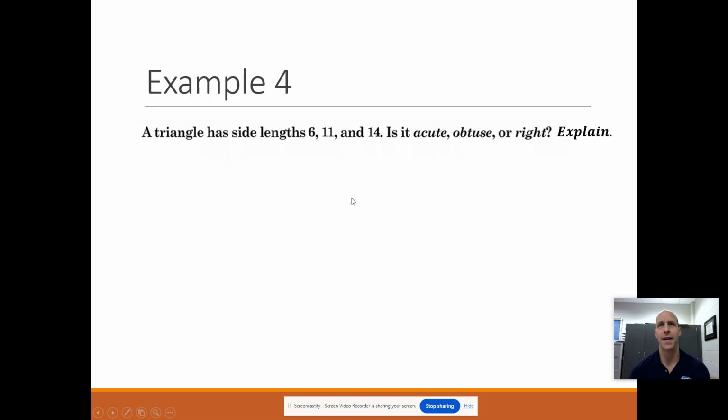So let's just see that in an example. Here's one where there's no picture, so you may have no idea what kind of triangle it is. We don't know if it's acute, obtuse, or right. So we're going to try to figure that out and explain it. The first thing you want to do is identify the hypotenuse. The longest side has to be the hypotenuse, so 14 is going to be c. And we're going to plug 6 and 11 in for the other two.